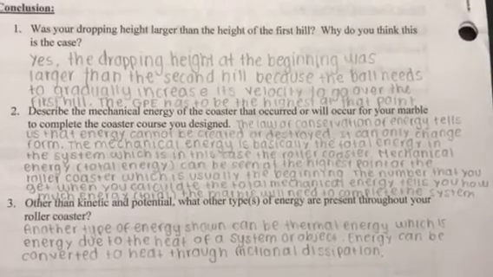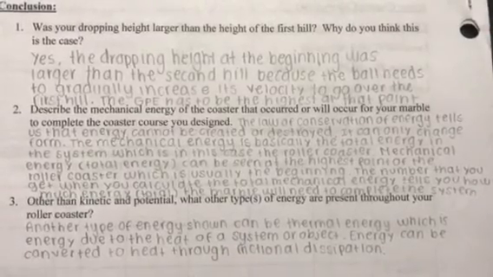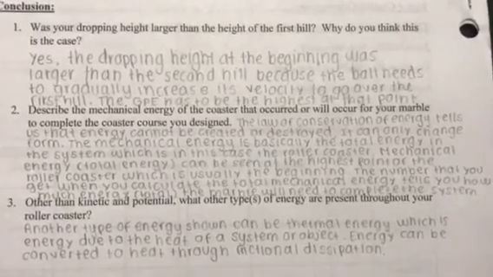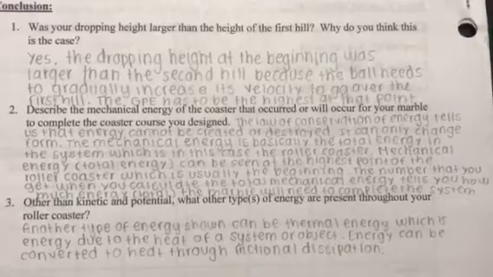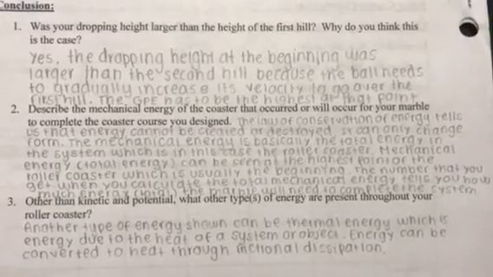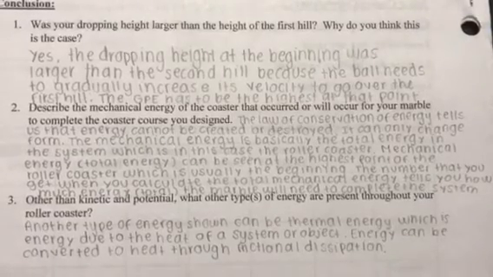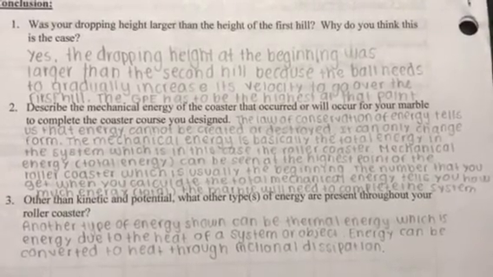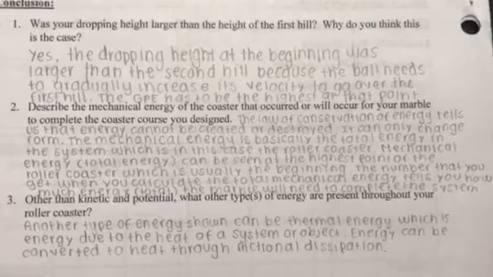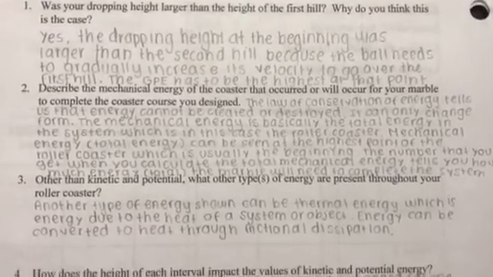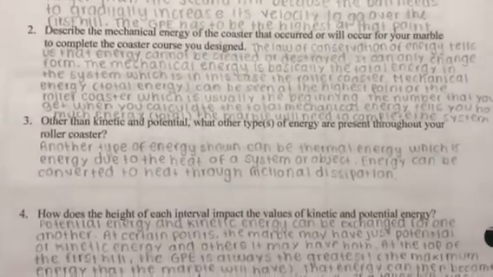So basically what this is saying is mechanical energy has to be the highest at the beginning of the roller coaster. When you have the marble ready to drop at the beginning, that position is where the mechanical energy is going to be the highest. That is where it's telling you how much energy is needed for the marble to be able to complete the roller coaster.